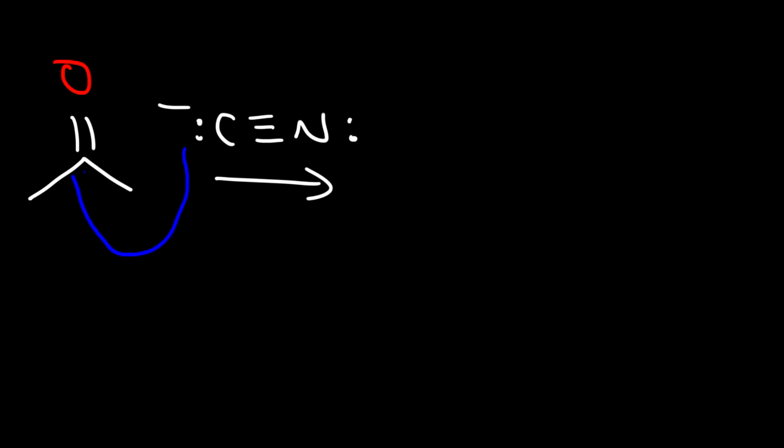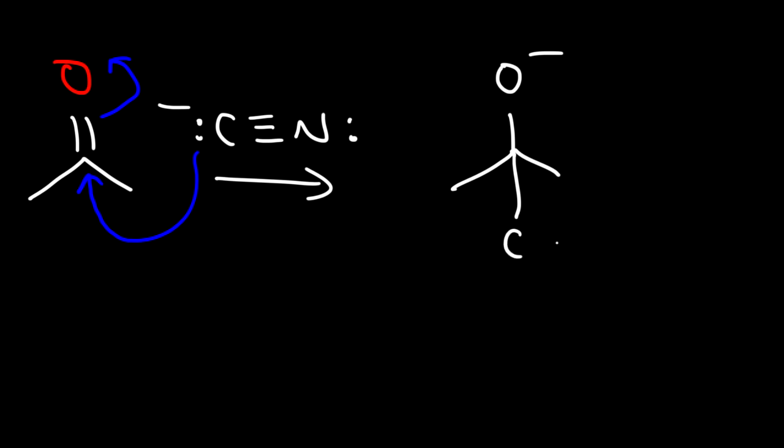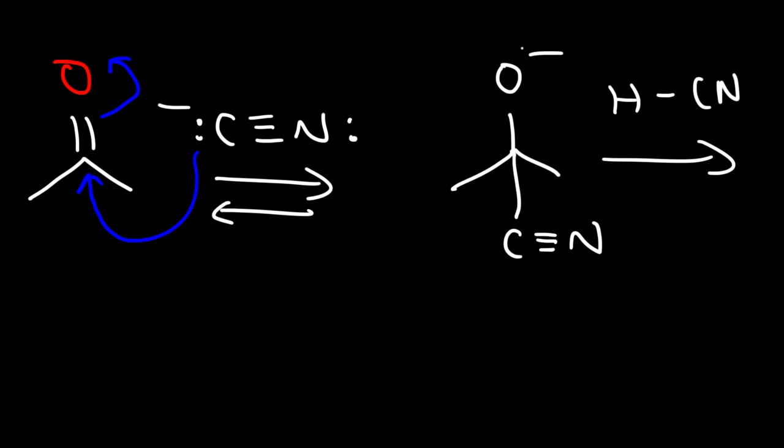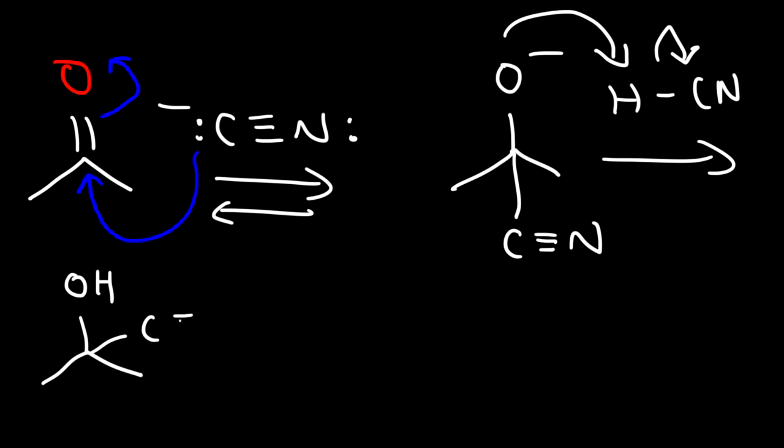So in the first step, the ketone reacts with the cyanide ion. This is a very strong nucleophile, and it attacks the carbonyl carbon, giving us this intermediate. Now this first step is reversible because this oxygen can reform the ketone, expelling the cyanide group. In the next step, the oxygen with negative charge is going to take a hydrogen from HCN, regenerating the cyanide ion. And so this is our final product.